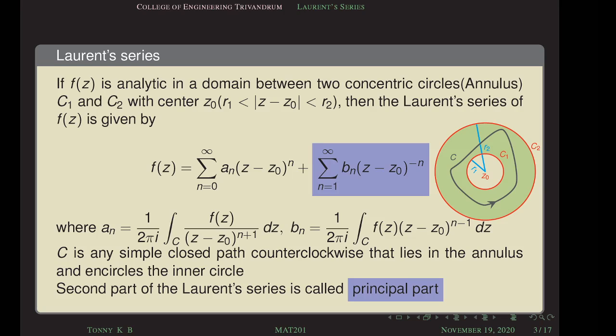And Laurent series contains positive and negative powers of z minus z naught, and we can evaluate these constants a n and b n using these integrals.